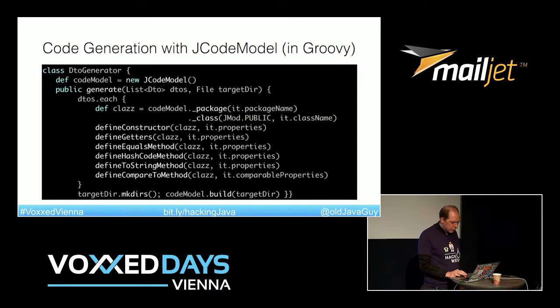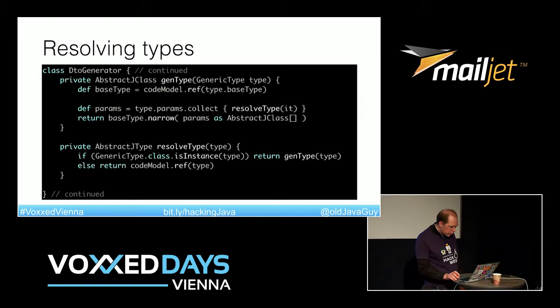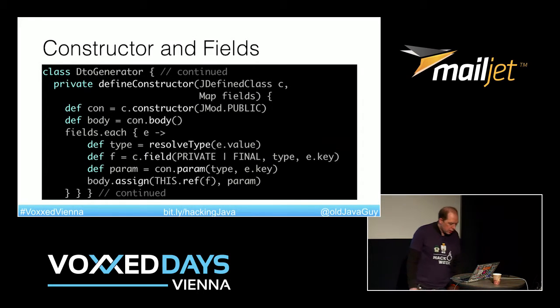CodeModel is the main abstraction from JCodeModel. I tell it I want it to create this package. It has to be with an underscore because package is a reserved name. Same for class. And so I have all these methods to define constructor, getters, equals, hashCode, etc. And this is my routine for resolving types, where I just figure out, is it this generic type? Otherwise, I'll just go for a plain type. It's not perfect, but it gives me pretty good results. And here's one actual method where I define a constructor and fields.